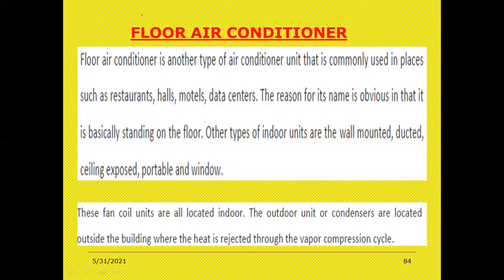Other types of indoor systems are wall mounted, ducted type, ceiling exposed, portable and window type. The fans and coil units are located on the indoor side of the casing. The outdoor unit is located outside the building, just like your split AC, where the heat is rejected through the vapor compression cycle. So here also the floor mounted system is working on the vapor compression refrigeration cycle.